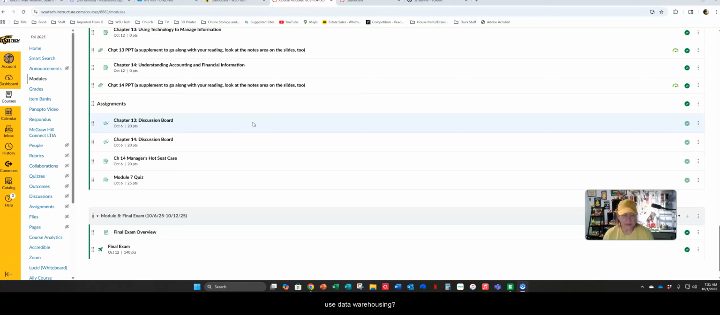But how might a company use data warehousing? What is it? Or data mining in its information system to plan for new products. So how do they decide, based on their information, what products they're going to introduce to society? It's basically what it's asking for.